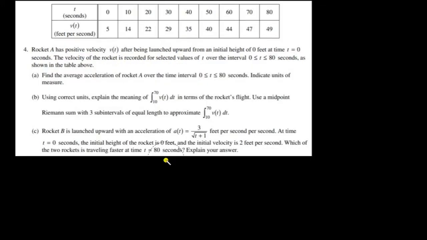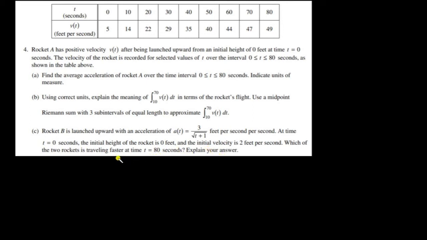So in part C, rocket B is launched upward with an acceleration of a of t is 3 over square root of t plus 1 feet per second per second. At time t equals 0 seconds, the initial height of the rocket is 0 feet, and the initial velocity is 2 feet per second. Which of the two rockets is traveling faster at time t equals 80 seconds? Explain your answer.